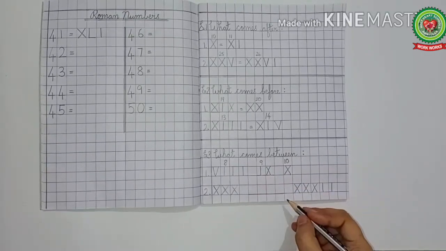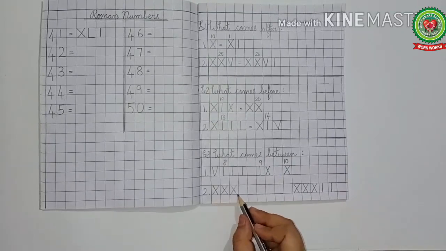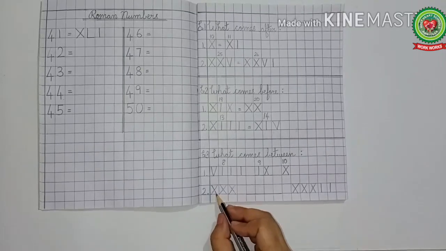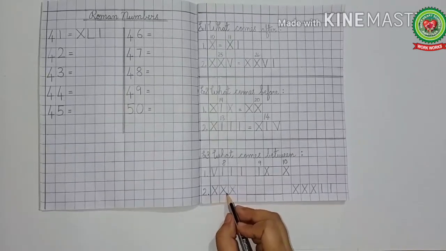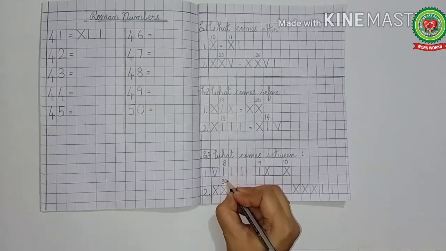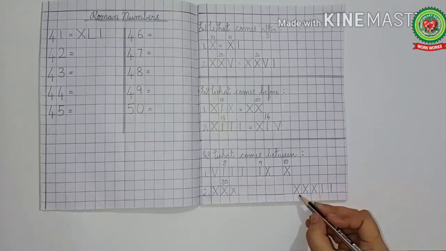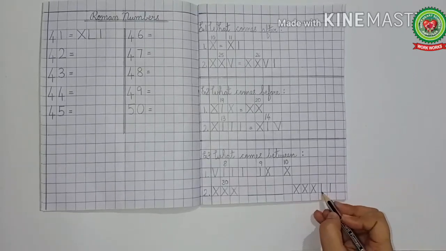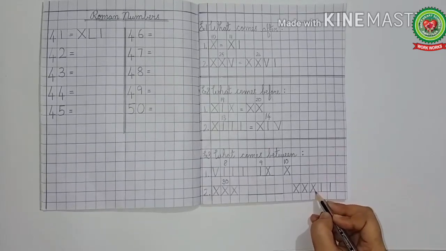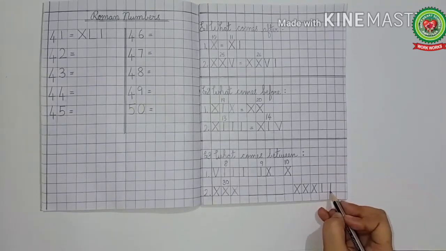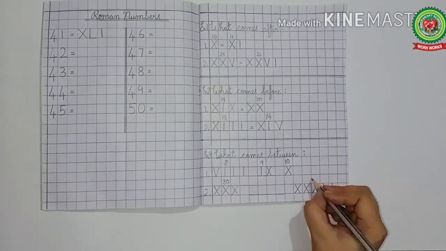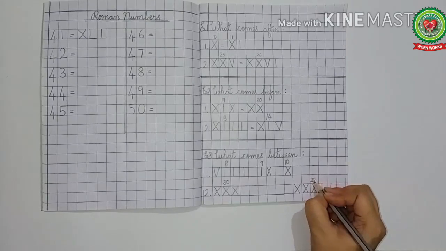Now let us see the next one. That is X. Now what does X mean? One X means 10. Three X's are there. That means it is 30. So we will write over here 30. Now what is written over here? X, I, I. What does X mean? That is 30. What does II mean? That means 2. So 30 plus 2 is how much? 32. That means this number is 32.